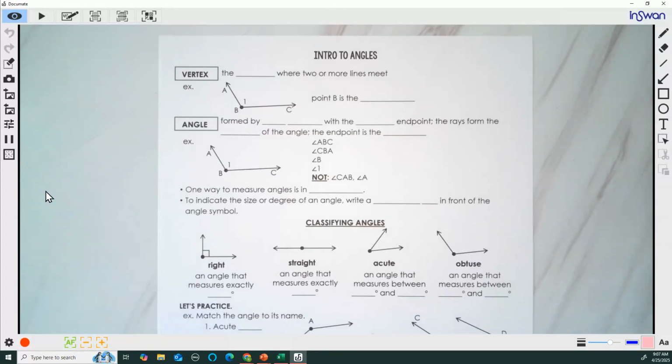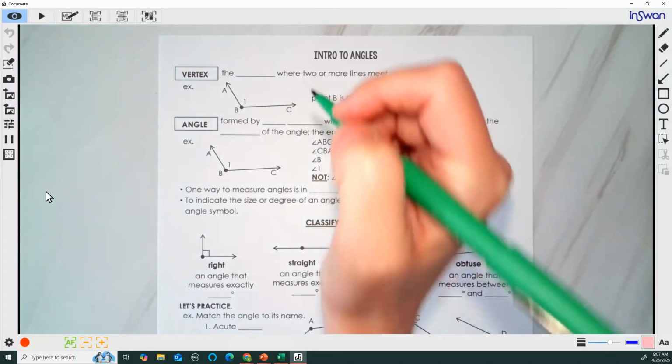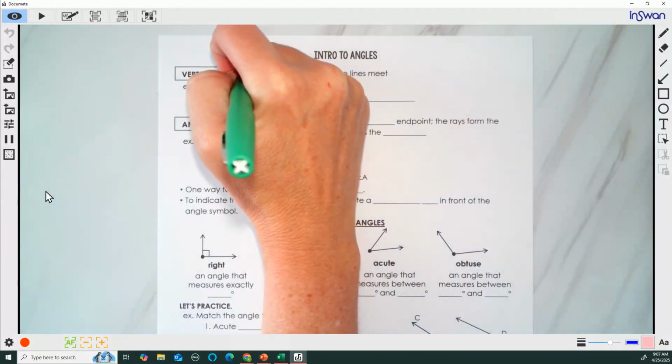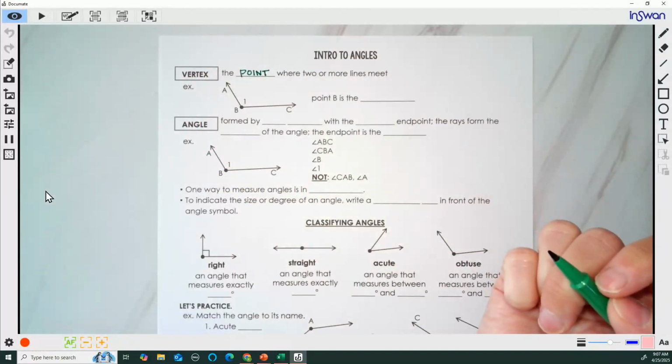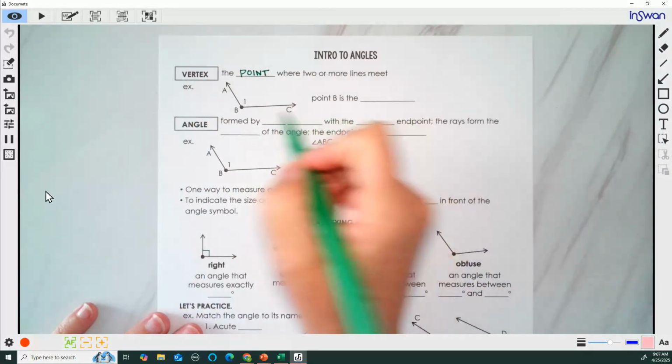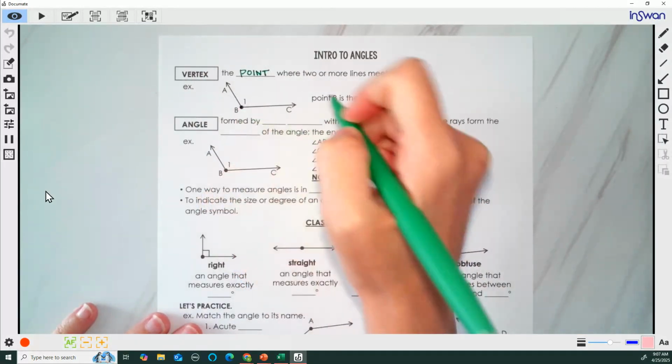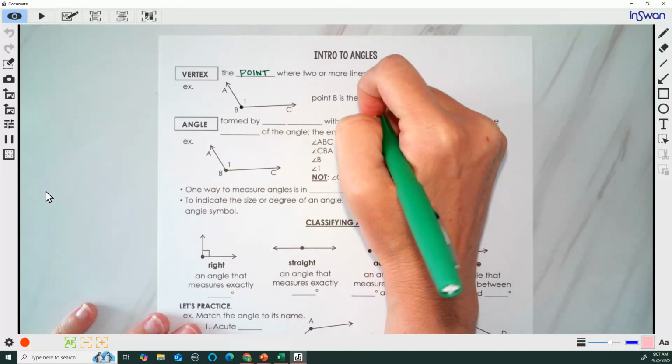Hi there, today we are learning about angles, some basic properties of angles and basic angle pairs. We're going to start with some basic vocabulary of angles, first being vertex. Vertex is the point where two or more lines meet. In this case, point B right here is the vertex.